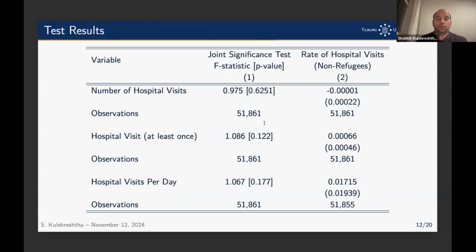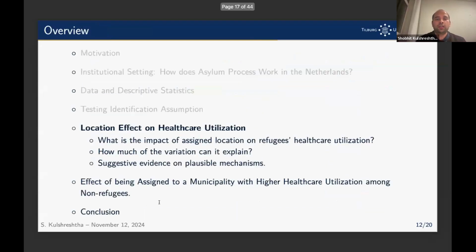And these are the beautiful results that I find, because all of them are insignificant. As you can see, the p-value is quite high for the joint significance test, and at the same time, the rate of hospital visits among non-refugees is strongly uncorrelated with the hospital visits among the refugees. I use different measures to check that this result is robust, and for every specification it is insignificant. So this gives me credibility that this assignment was indeed independent of their healthcare utilization.